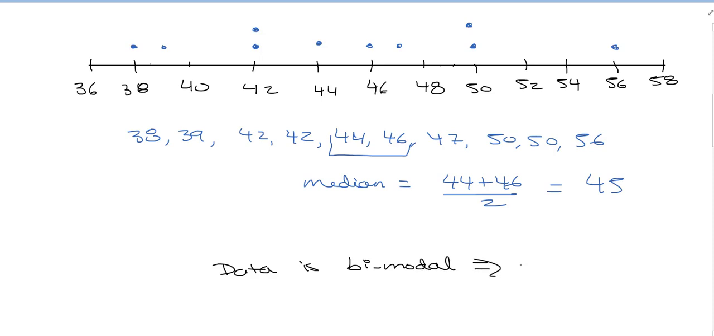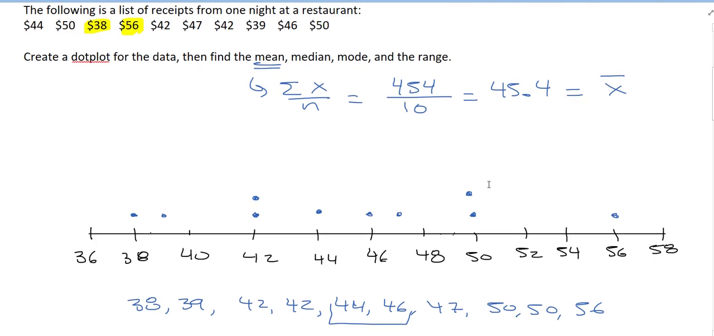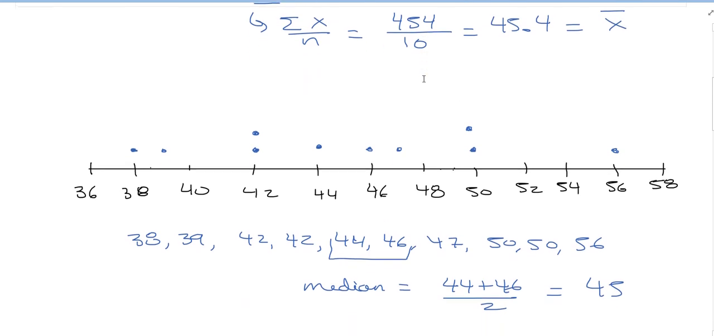And the modes are the ones that repeat, 42 and 50. So those are the ones that repeat the most. They repeat the same number of times, so we say that data is bimodal. And the range. Now, what is the range?